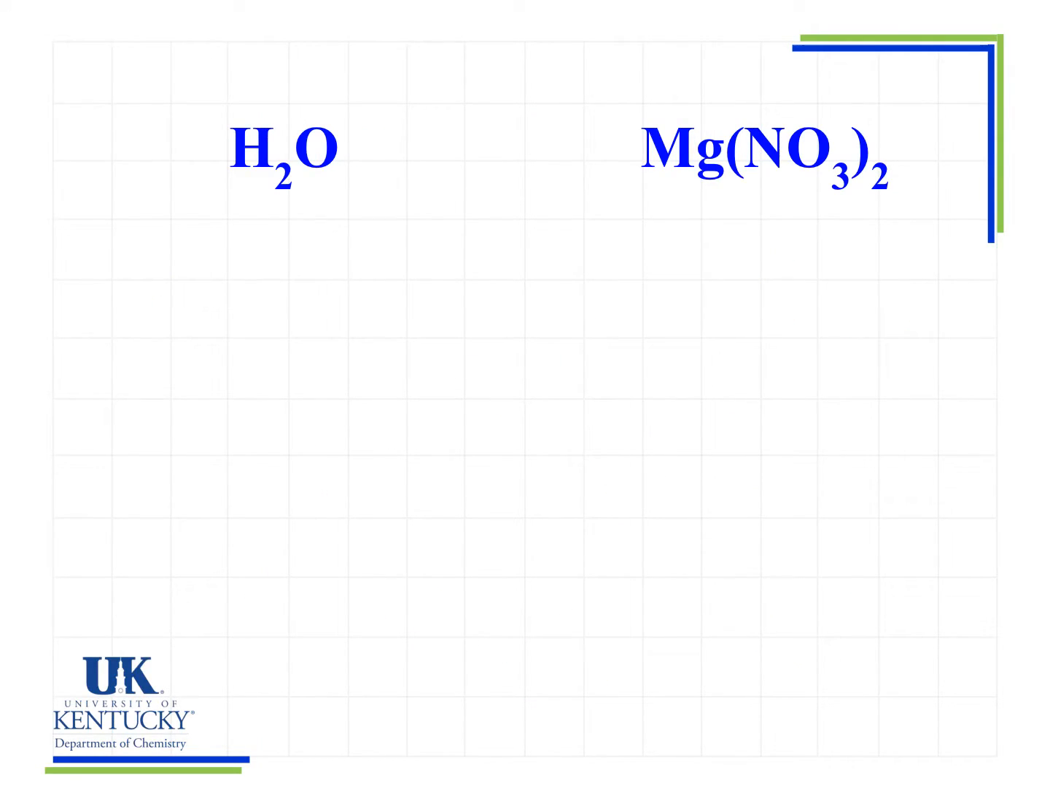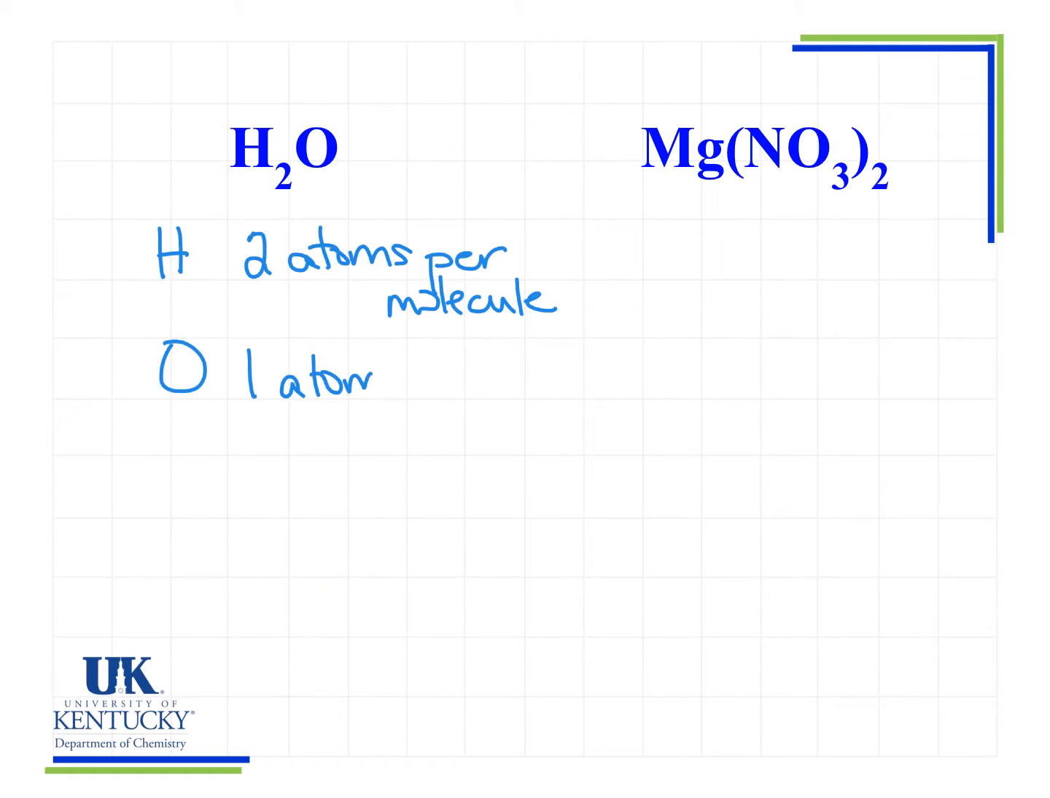So let's look at a couple of examples on how we can determine the number of each type of atom in a particular molecule. So what I'm going to do first is actually write down the elements in the molecule. So here we have hydrogen and oxygen. I look at the formula and I notice that by hydrogen it has a subscript of 2. So there are 2 atoms per molecule of water. For oxygen, there's no subscript, which is an implied 1, so there's 1 atom of oxygen per molecule of water.